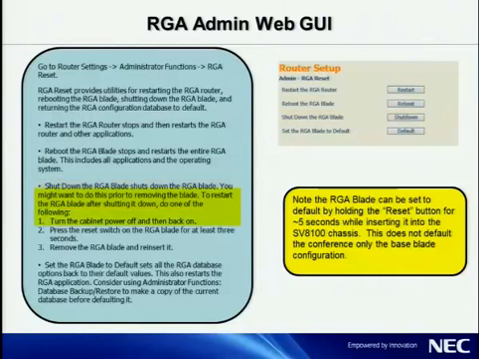To restart the RGA blade after shutting it down, do one of the following. Turn the cabinet power off and then back on. Press the reset switch on the RGA blade for at least 3 seconds. Remove the RGA blade and reinsert it.